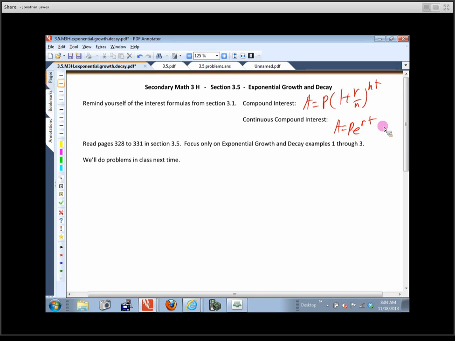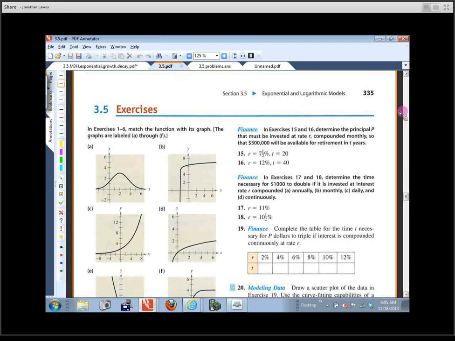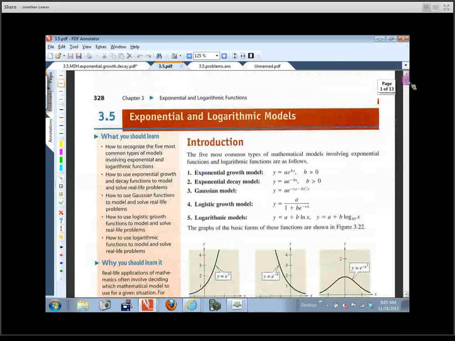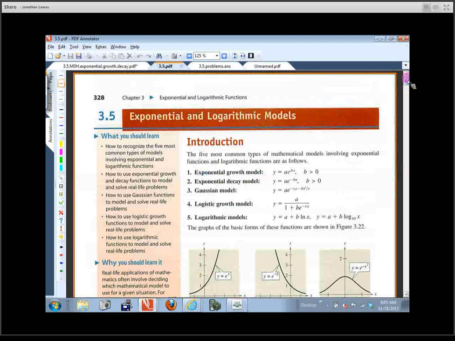In fact, I'd say more than half of your problems involve that particular formula. And the nice thing is, if you understand how to do this one, then doing the ones that are in section 3.5 on exponential growth and decay are a little bit easier. So over the weekend, I asked you to try and go through and read. I wanted you to read up through the first 3 examples.